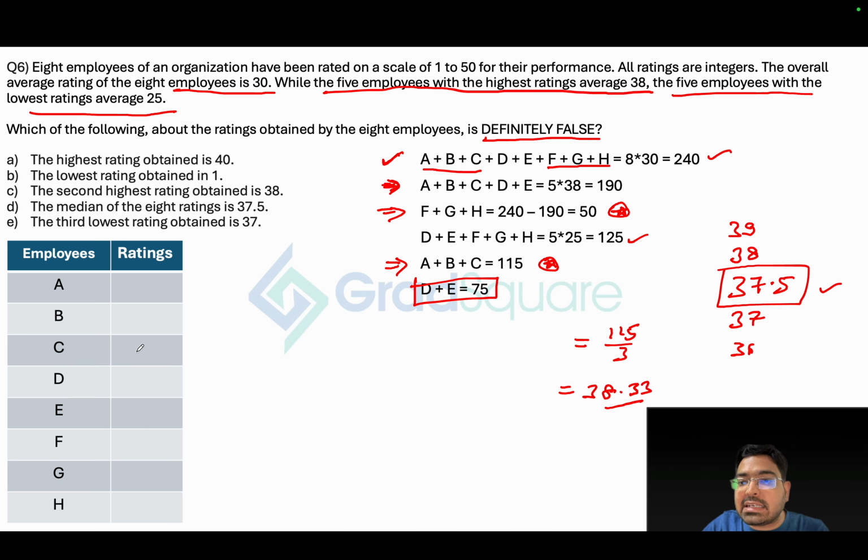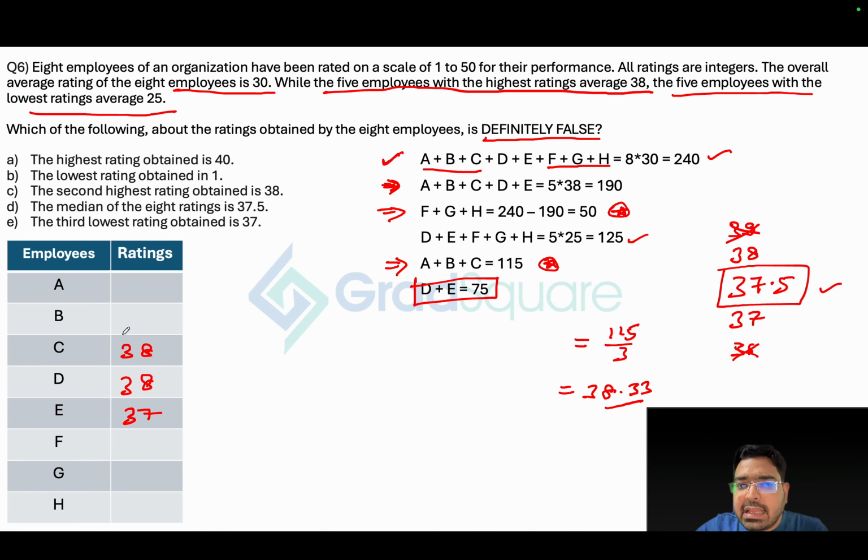But if the person C is at 38, the lowest possible value, then the only possible values for D and E will remain as 38 and 37. There is no other possibility. So that helps us get down to the value of E at 37. That helps me with D at 38. That leaves me with C at 38, because that's the only possibility for C.